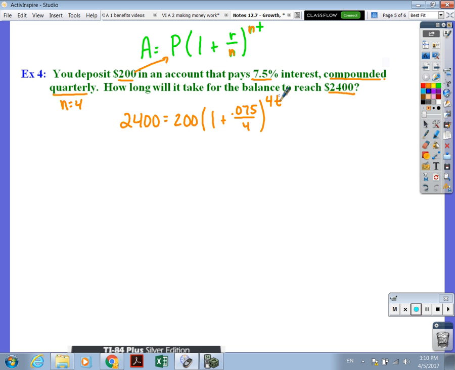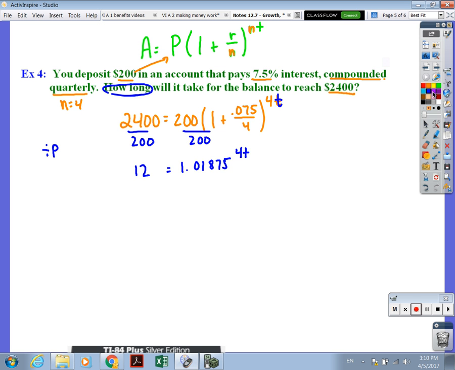In this problem, what we're looking for is how long. We're looking for a variable in the exponent. So again, we need logs. I'm going to start off again by dividing by my principal. So in this problem, if I divide both sides by 200, I have 12. And if I take a moment on the calculator and work out what that stuff is, just so it's not so busy, I get 1.01875. It's long, but it's an exact decimal raised to the 4t.